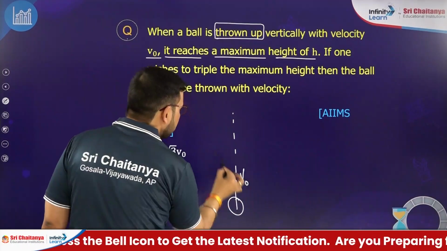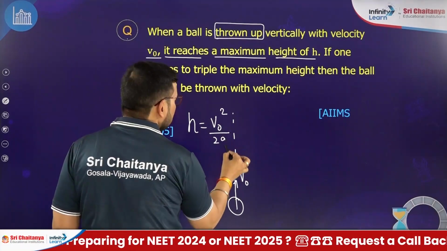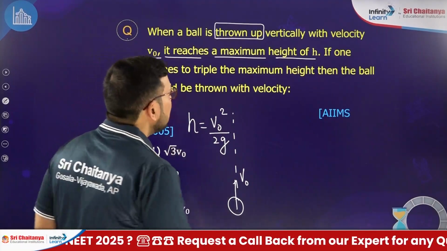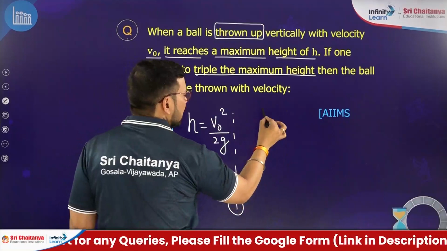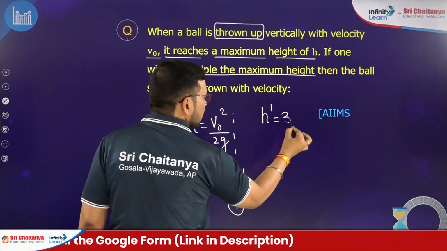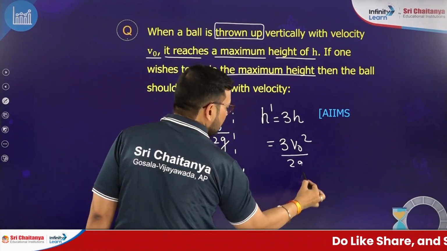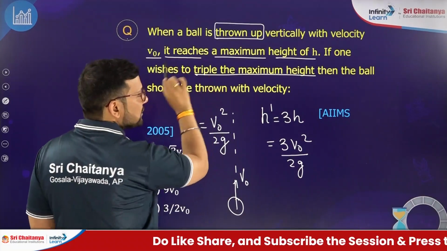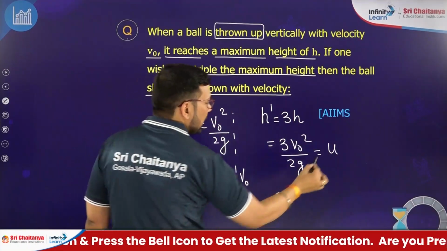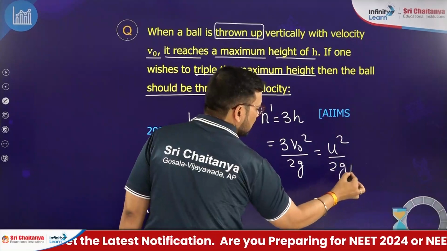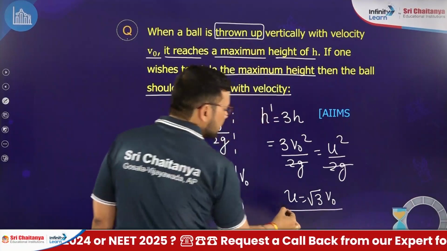That height has to be equal to v0 square by 2g. That is the maximum height. If one wishes to triple the maximum height, now your wish is to have h dash equal to 3h, that is 3v0 square by 2g. Now you have tripled the maximum height, so the ball should be thrown with an initial velocity, let's say u, and u square by 2g cancelled. What is u here? Root 3 v naught.